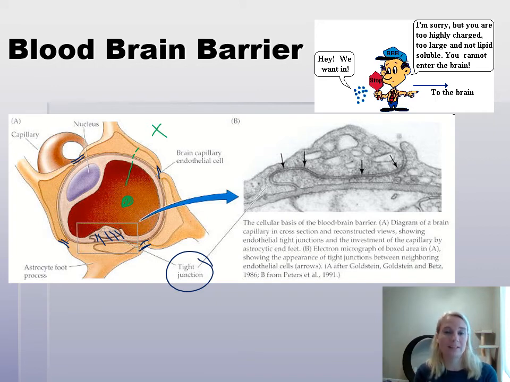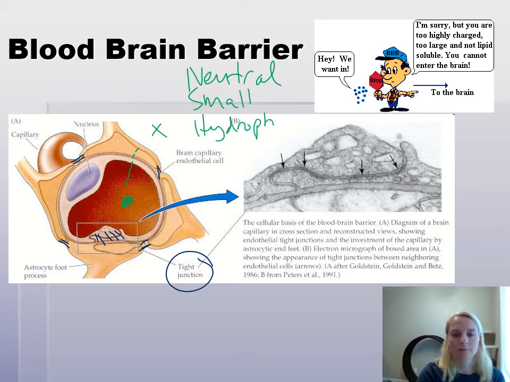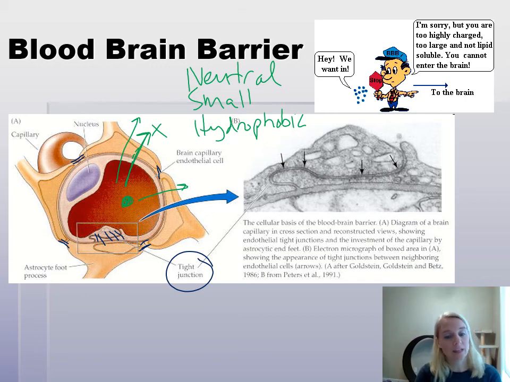So what does that mean for the things that can get in? They have to be neutral, so no charge. They have to be small, and they have to be hydrophobic. Remember, hydrophobic is the same thing as lipid soluble. So if you are neutral in charge, small in size, and lipid soluble or hydrophobic, you have the ability to freely diffuse through these plasma membranes and you can leave. However, if you're charged, if you're large in size and you're hydrophilic, then you cannot just leave. You'd have to have an ion channel.